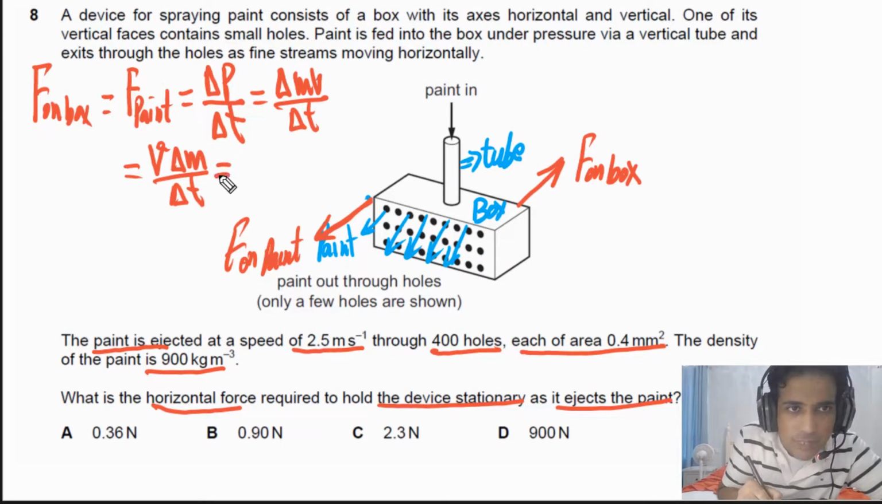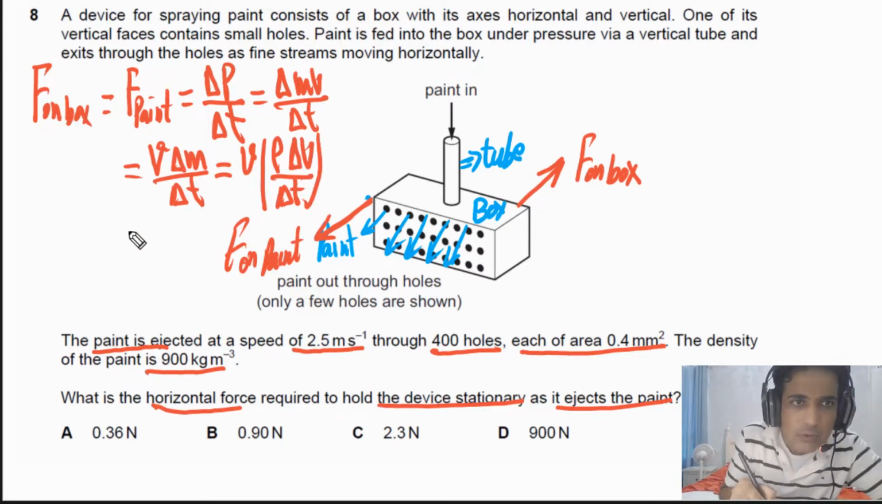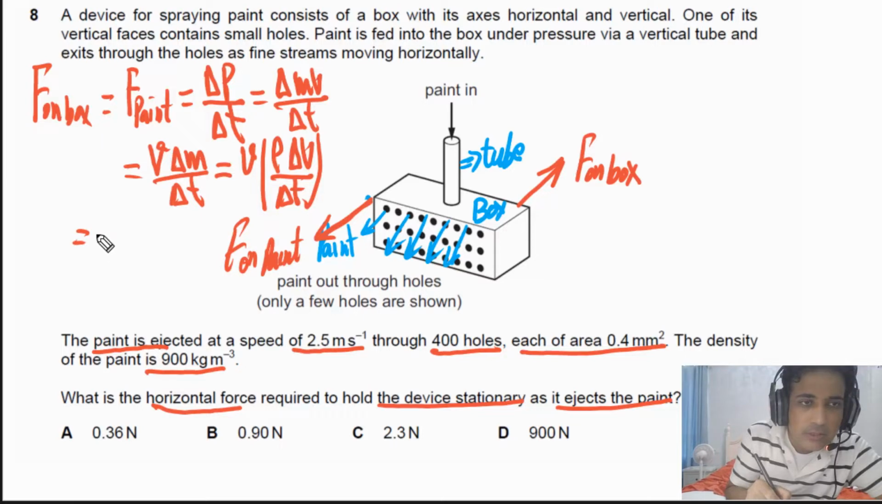So change in mass, simply we can write down, this is speed and the mass is equal to density times change in volume over time. In this case, density of the paint is constant and speed of the paint is also constant. So simply we can take these two quantities out. Then we are left with change in volume of paint over time. Now we need to find out change in volume over time.